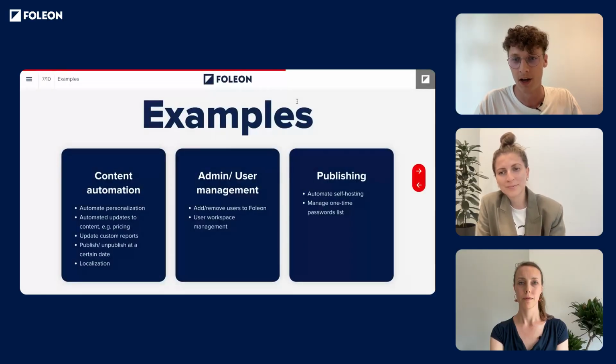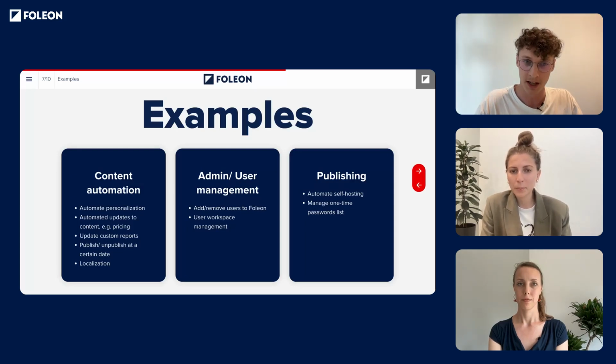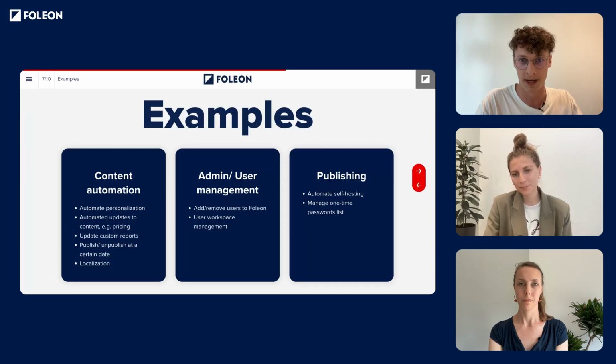And then in the third column, we have, for example, publishing opportunities. We can think about one-time password lists. A use case that we've seen there is, for example, people setting up email campaigns where they only want the people who've received that email to be able to access the content. And this can be automated using the API as well, so that these email addresses that you've sent the email to actually can access the Foleon doc using a one-time password.